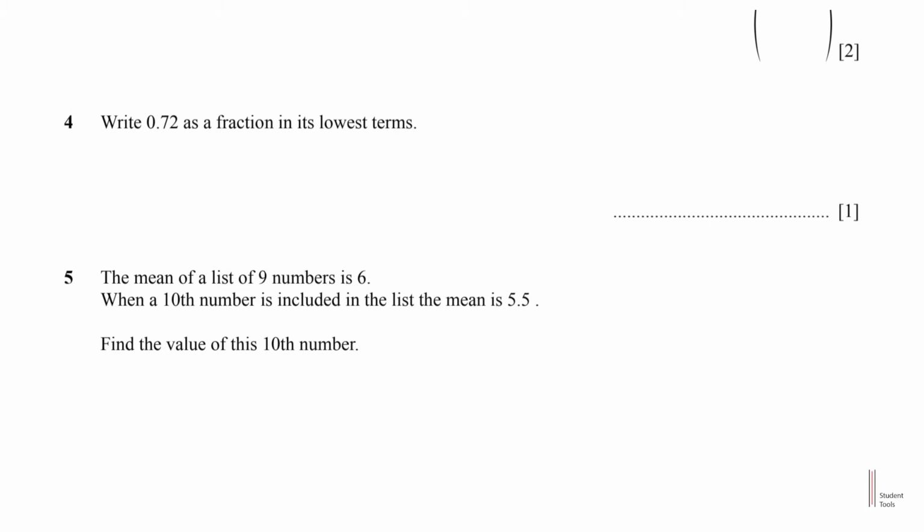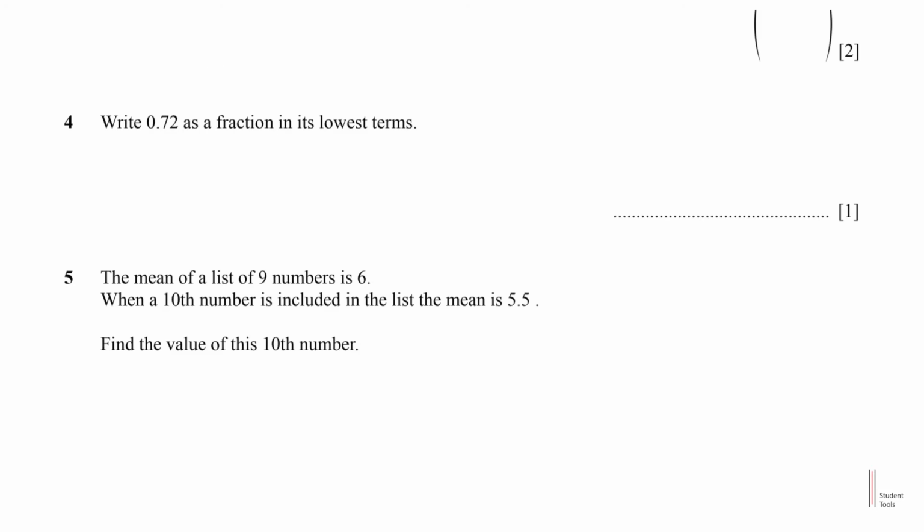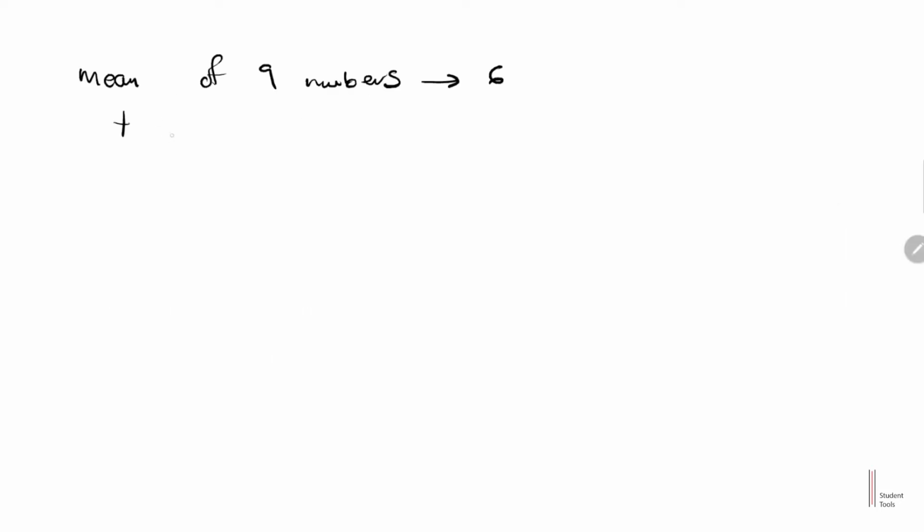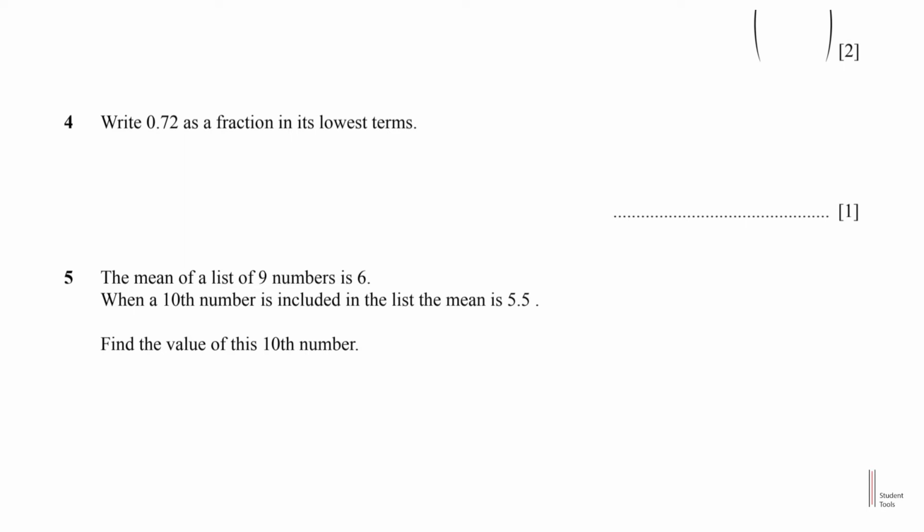Question 5. The mean of a list of 9 numbers is 6. So we have a mean of 9 numbers, which is equal to a 6. When the 10th number is included in the list, the mean is 5.5. So that means one more value was added on the list of 9 numbers. Therefore, the mean now is 5.5. So the question says, find the value of the 10th number.